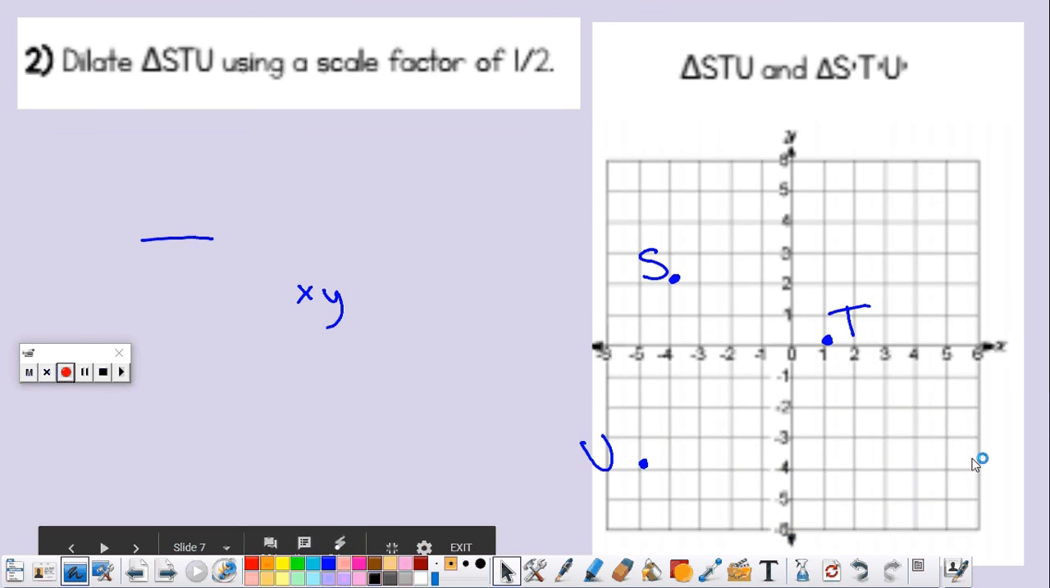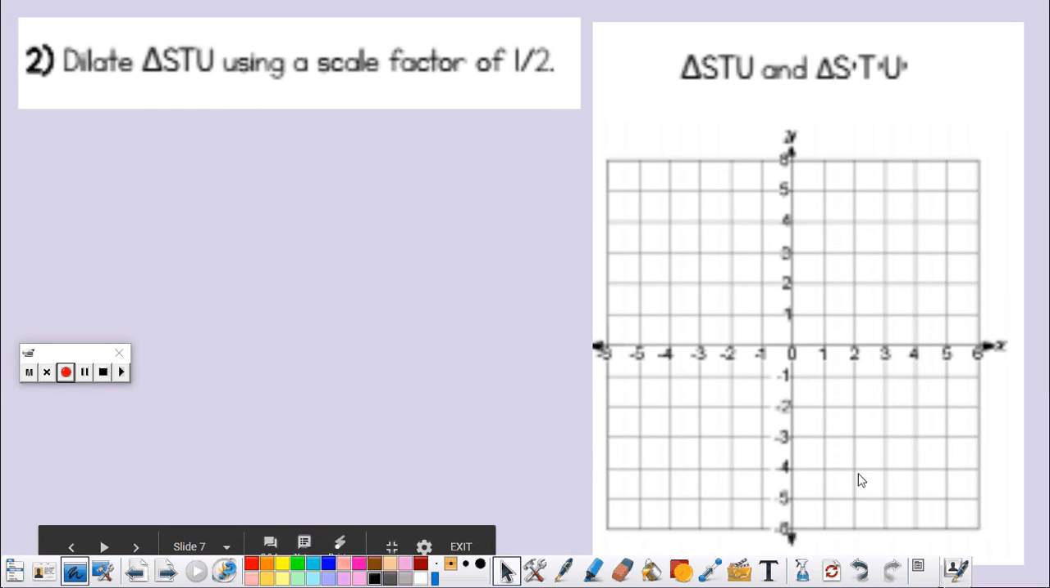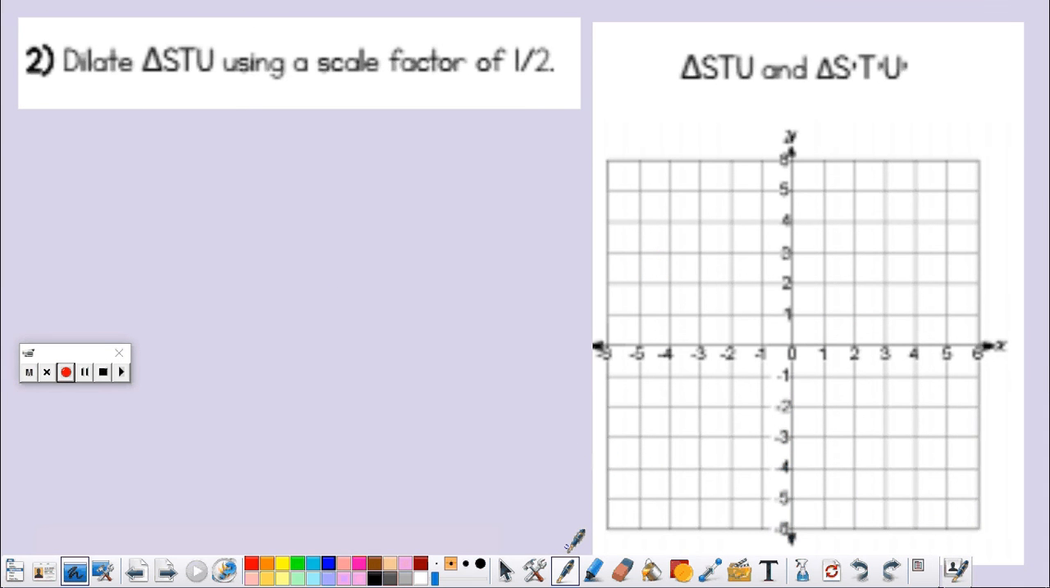All right, now let's do our dilation. Okay? So we're going to dilate triangle STU using a scale factor of 1/2. So that means we are going to shrink it. Is it going to be a reduction or an enlargement? A reduction. Okay, so number 5 says, is it a reduction or enlargement? I want you to circle reduction.